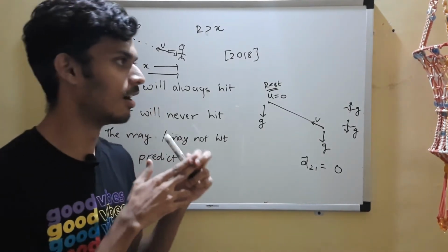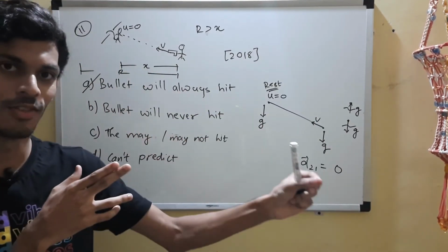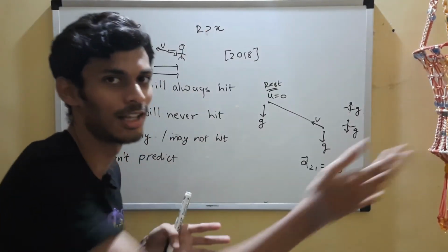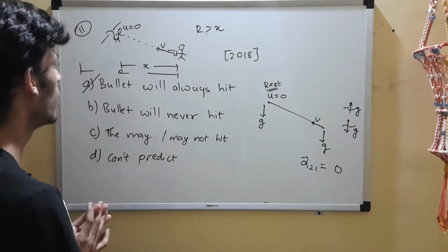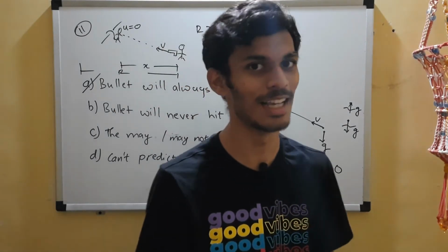Otherwise, if the range was smaller, even if the bullet was fired, it would have landed down, right? It wouldn't have reached the monkey in the first place. So this was assumed in the question. So the answer is the bullet will always hit the monkey.